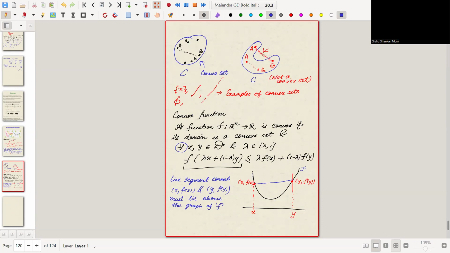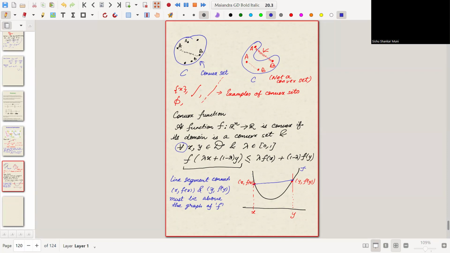That's the geometric interpretation of a convex function. Can you see it from here? f of lambda x plus 1 minus lambda y is less than or equal to lambda f(x) plus 1 minus lambda f(y). Okay, so that's the geometric interpretation. You take f(x), you take f(y), and then you connect the line in between them, the convex combination line. That line must be above the curve of f. If that is so, then your function f is a convex function.